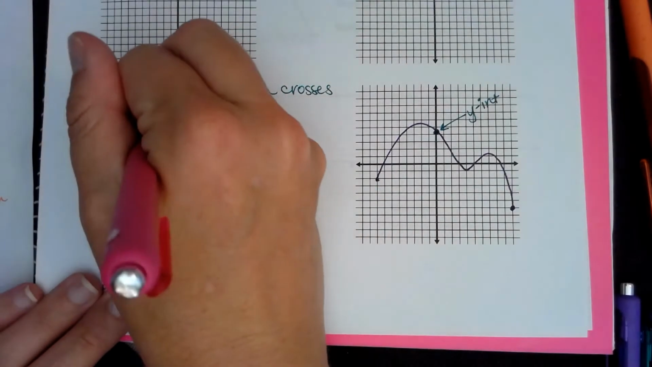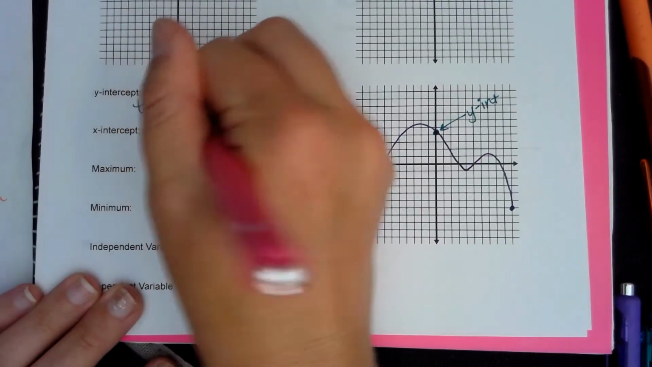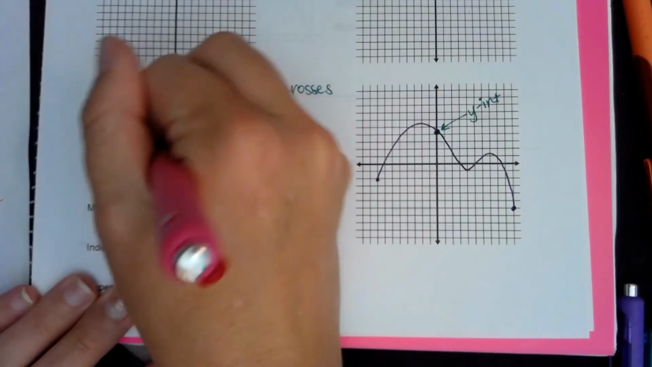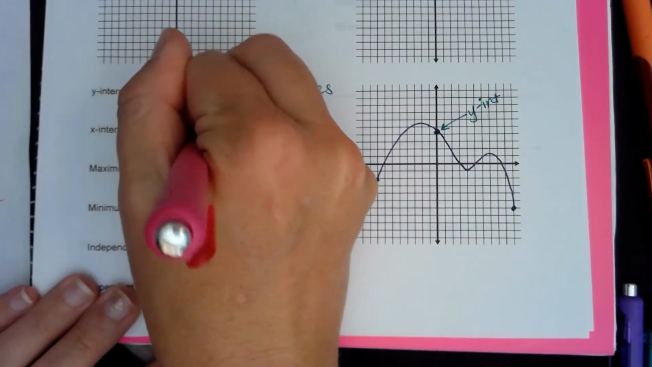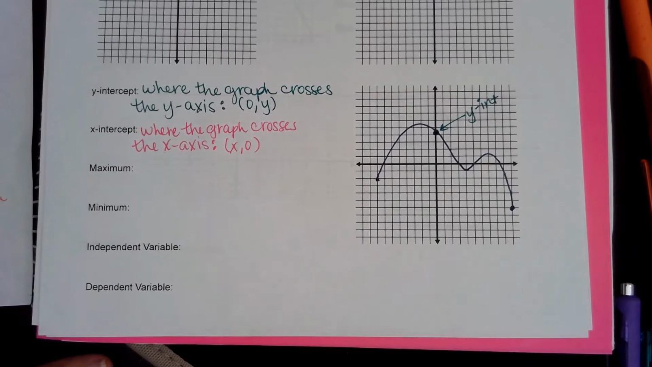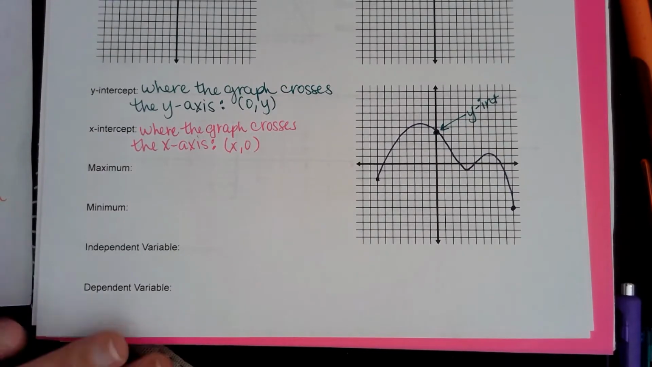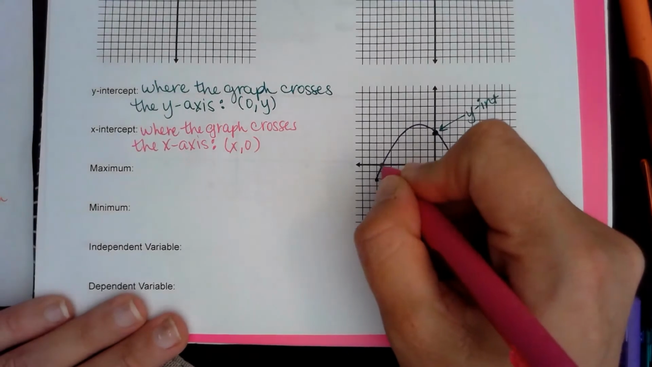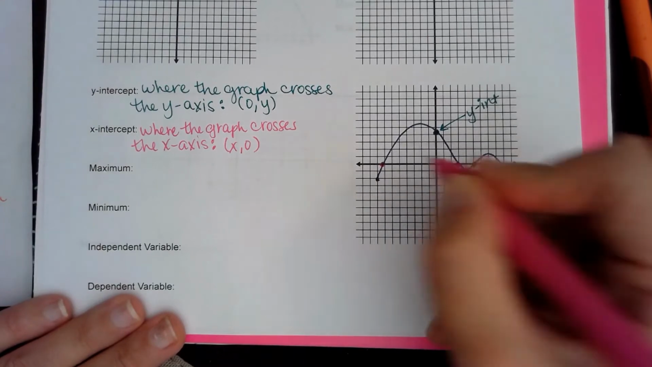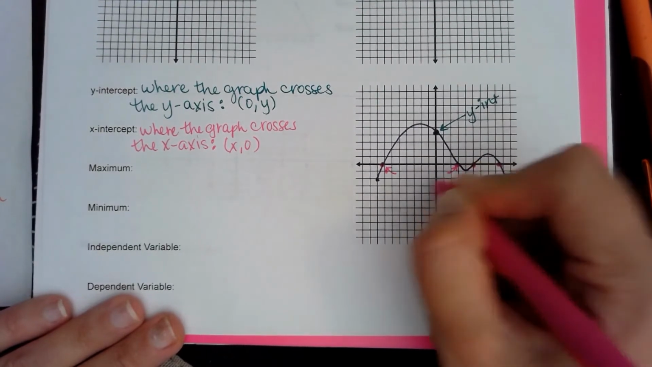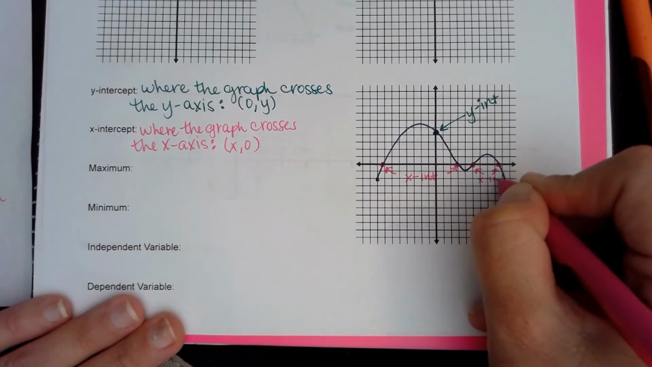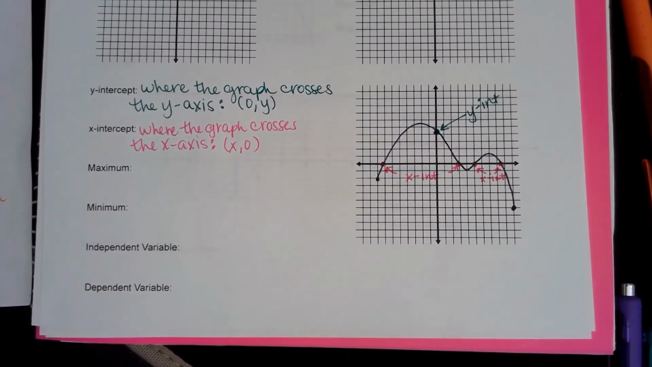The x-intercept is where the graph crosses the x-axis. And that one is written as x, 0, because it's when y is equal to 0. So on this graph, it actually happens quite a few times. There's one, there's another, there's another, there's another. So that's an x-intercept, that's an x-intercept, that's an x-intercept. So there's 4 x-intercepts on this particular graph.